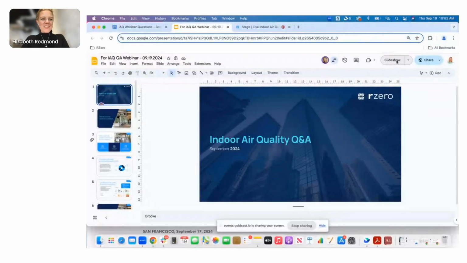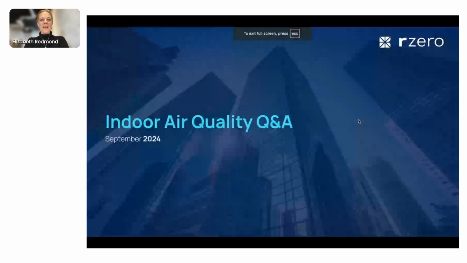And just as a precursor, I'm going to start by sharing a little information about what we're here talking about today. And we're going to go into just a couple slides to talk about IAQ.